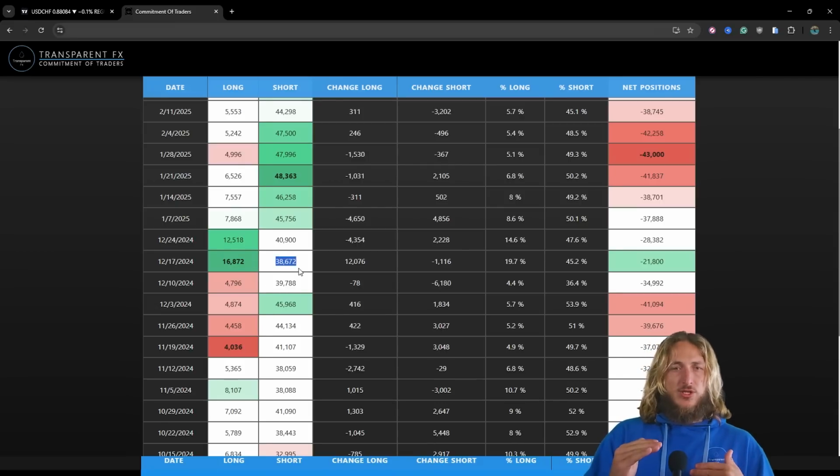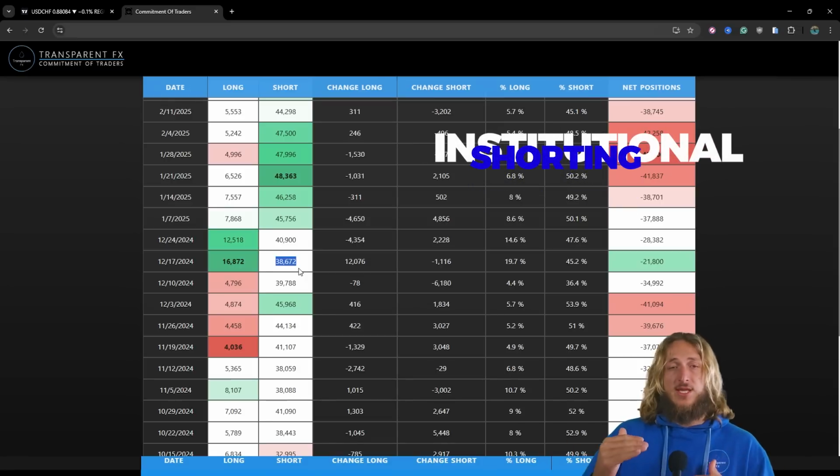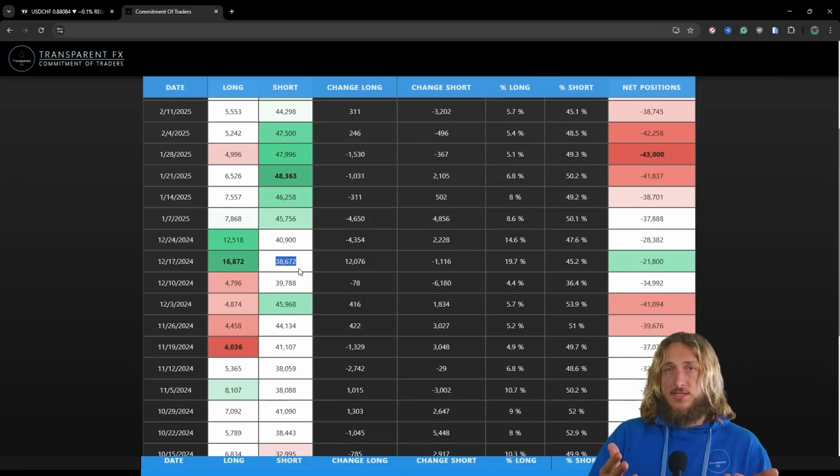So if institutions are starting to long and close their shorts on the CHF, then it means that they are shorting USD CHF, because if institutions are longing the CHF, and all currencies on the spot are traded against the USD, they're obviously shorting USD CHF by making the CHF stronger. So to long the CHF, they short USD CHF. And clearly this makes USD CHF weaker.